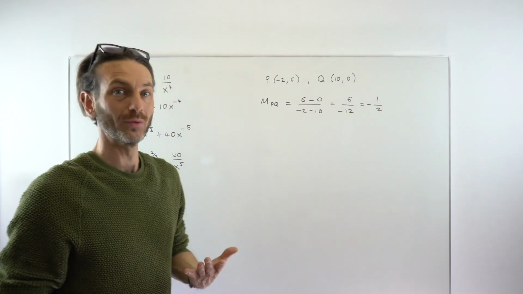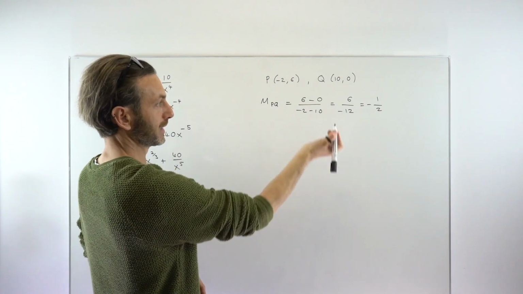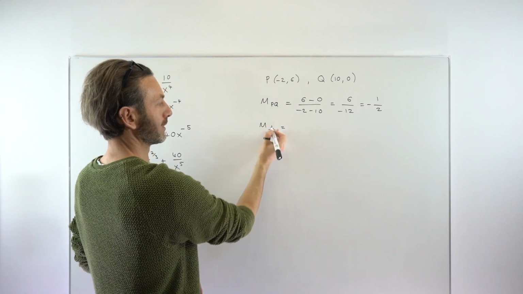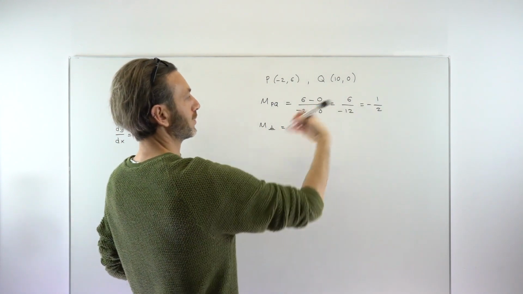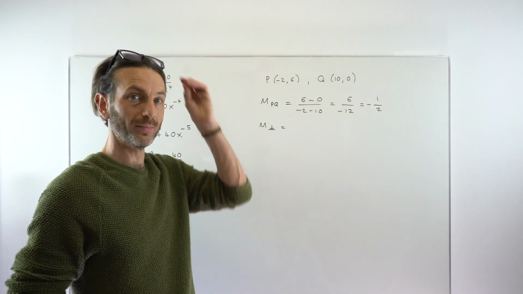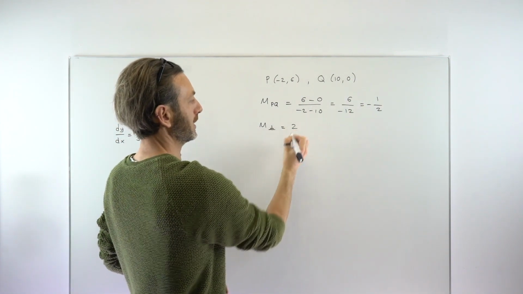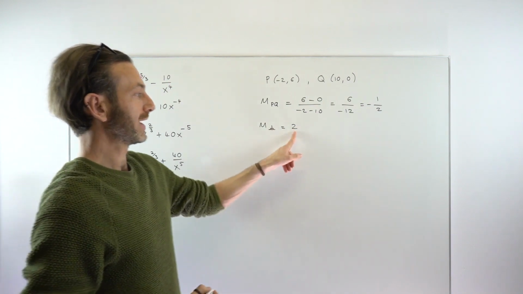Remember, that's not the gradient we need. It's the gradient of the perpendicular to this. So the perpendicular gradient, remember, if two gradients are perpendicular, they multiply to make negative 1. So the other gradient, the perpendicular gradient, would have to be 2. Okay, so we've got a gradient, still need a point.